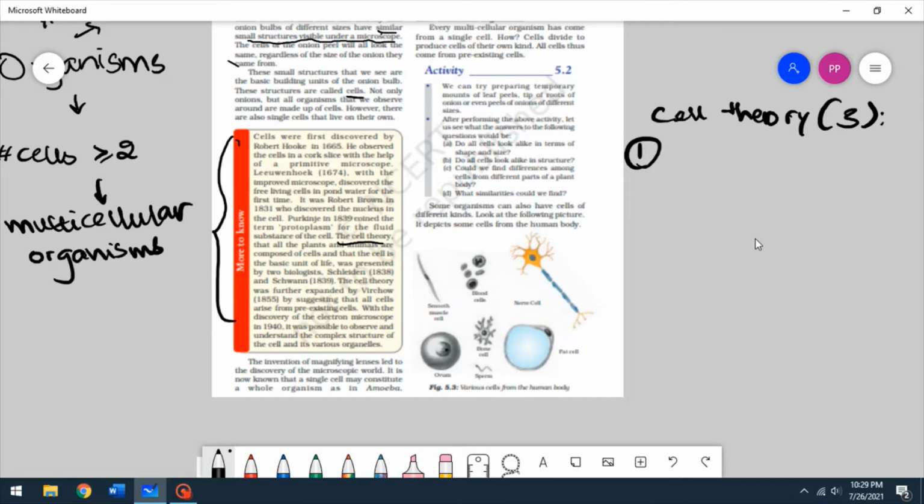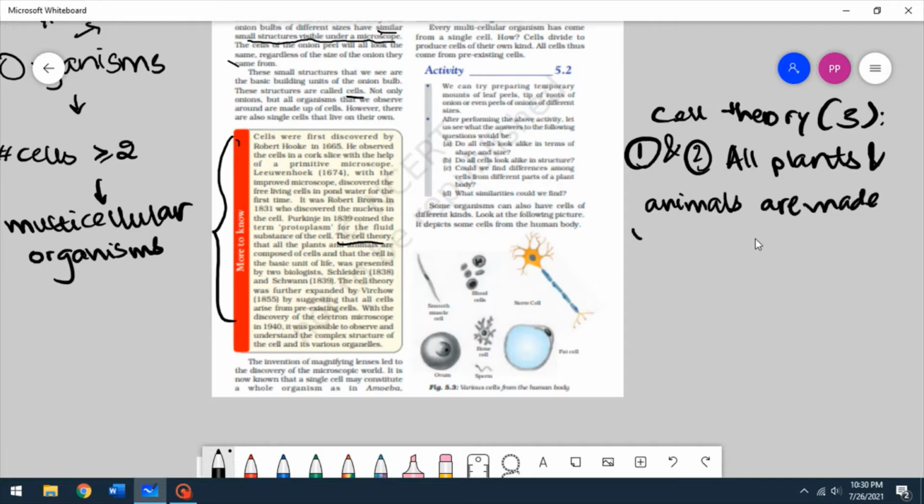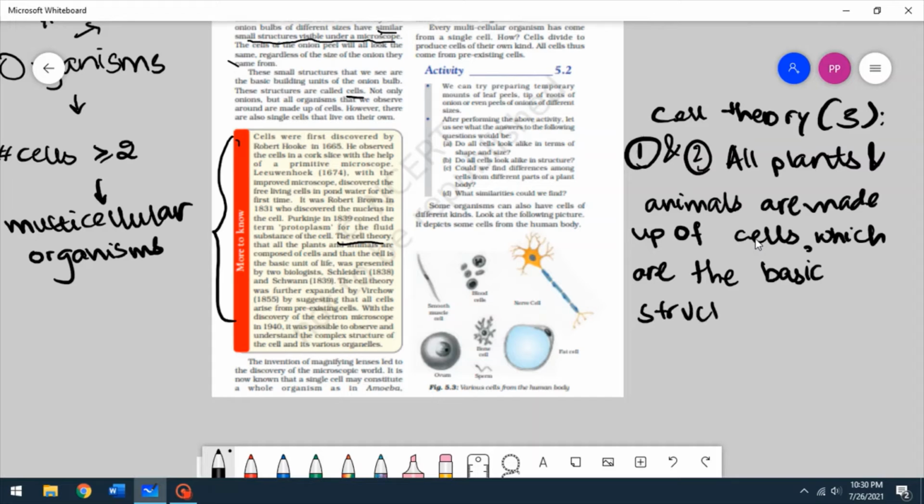That said, all plants and animals are made up of cells, which are the basic structural and functional units of life. Alright, that was 1 and 2 proposed by Schleiden and Schwann.